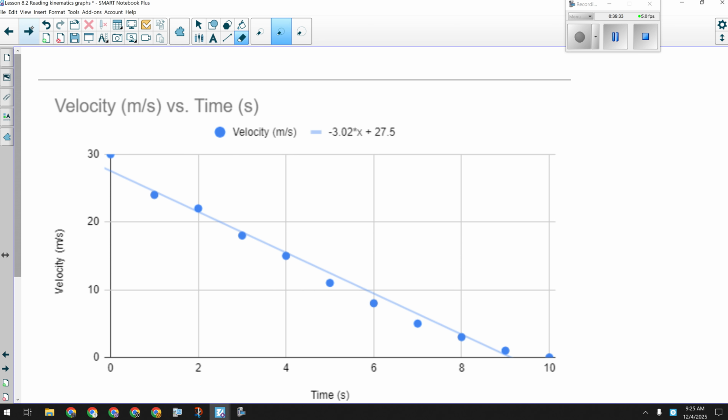Okay? Calculate for me, using the equation, at what time it stops. According to the line, not according to the point. Okay? According to the line, when does this object stop?